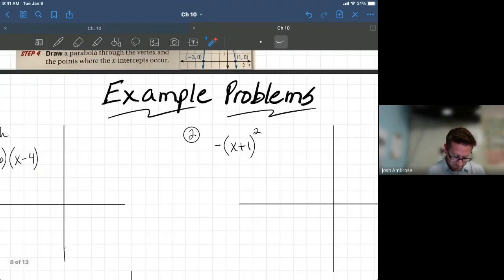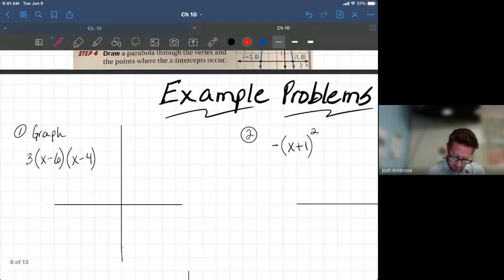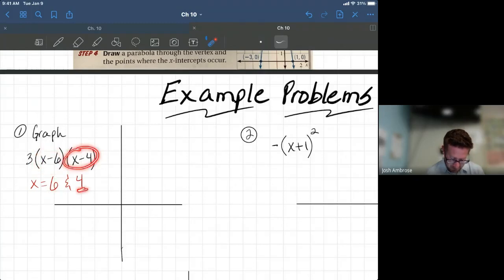All right, so let's go ahead and we're going to have x equals a positive 6 and a positive 4. Remember, we do that very quickly. X minus 6, the opposite is positive. X minus 4, the opposite is positive. So we know in our graph that we're going to have x-intercepts of positive 4 and positive 6.